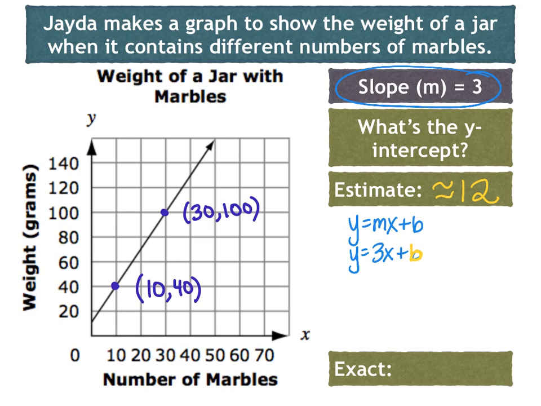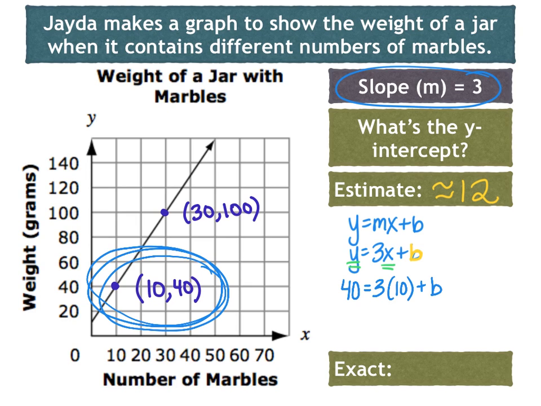So to do that, we are going to substitute in values for x and y. And we can use either of the coordinate pairs that we use to find the slope. It doesn't matter which one. I'm going to use 10, 40 just because the numbers are a little smaller. So I'm going to replace y with 40. I'm going to keep my slope of 3, and I'm going to replace x with 10.